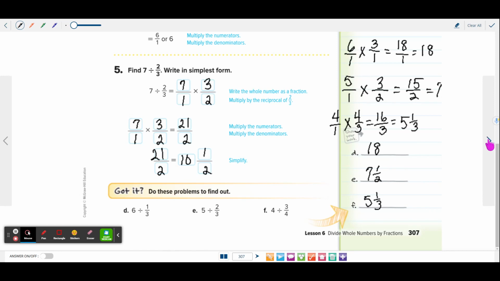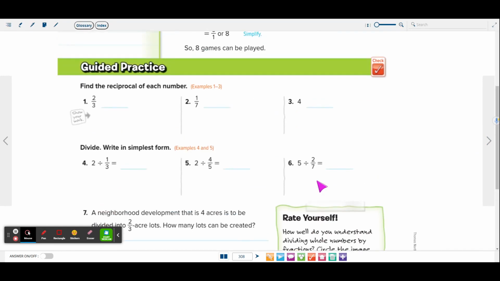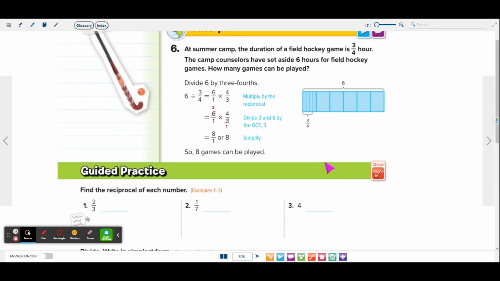All right. Let's go to page 308. You can have word problems with this. It says at summer camp, the duration of a field hockey game is 3/4 of an hour. The camp counselors have set aside 6 hours for field hockey games. How many games can be played? Okay, we have 6 hours, and each game is 3/4 of an hour. So we're going to do 6 divided by 3/4.